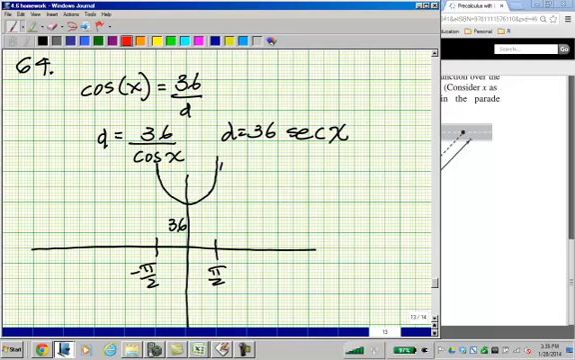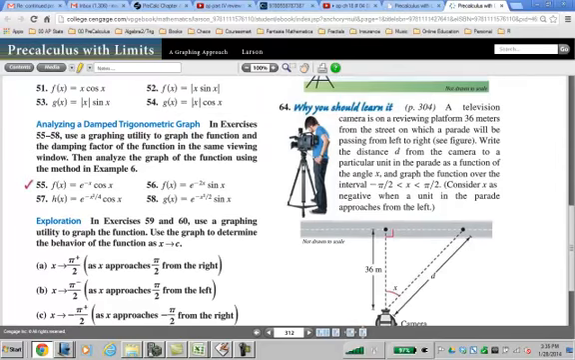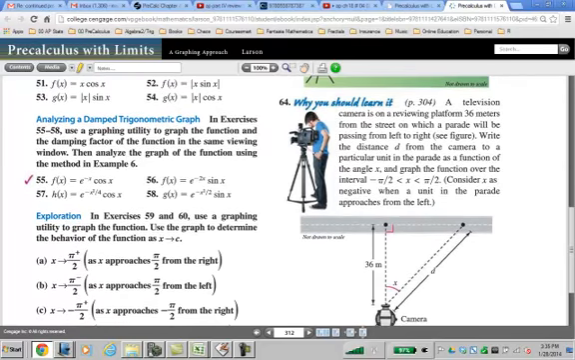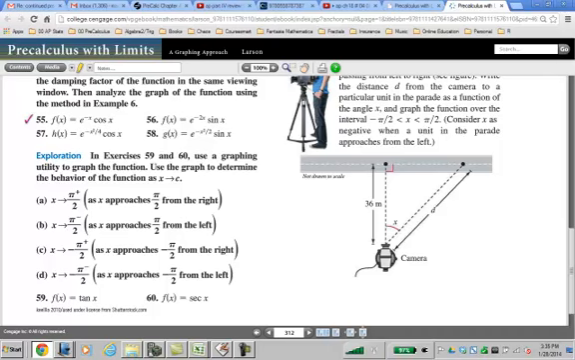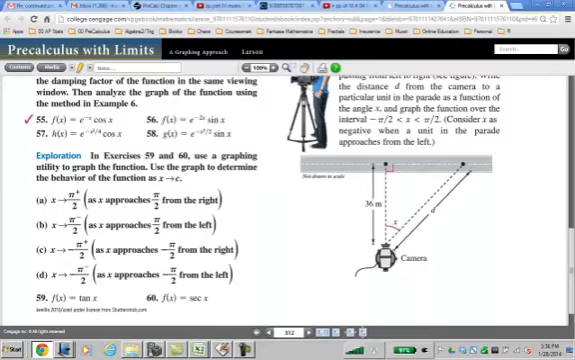Wait a second, let me make sure I'm answering the question. Write the distance d as a function of angle x. Yeah, d equals 36 times the secant of x. I'm doing it as a secant because I think they want us to do it as the secant. Now they want us to do the period from negative pi over 2 to pi over 2.